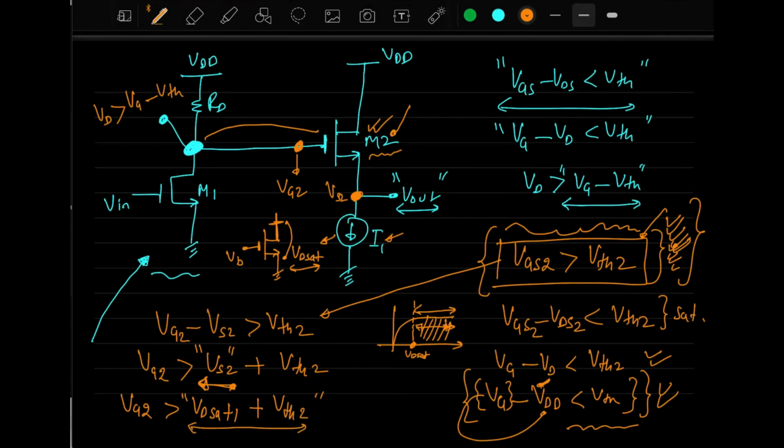And it has been found that the value that I have calculated here is approximately 700 millivolts. If you calculate it for a particular technology, it will be somewhere around 700 millivolts. Whereas this particular voltage, which we have calculated earlier, will be somewhere around 200 millivolts. So you can see now that one voltage is 200 millivolts, and another voltage required here is 700 millivolts.